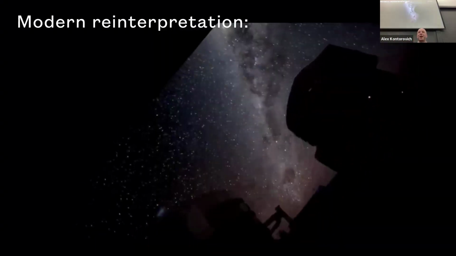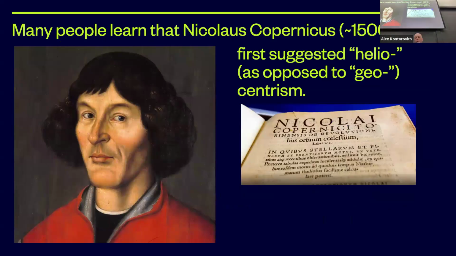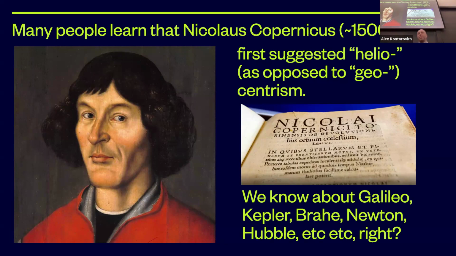This is the Earth rotating about its axis at night, keeping the stars fixed. And so what most textbooks, and I even hear physics professors say, is that Copernicus was the one who in the 16th century suggested heliocentrism as opposed to geocentrism, meaning helio is that the sun is at the center of the universe and not the Earth. And then we learned about people like Galileo and Kepler, Brahe, Newton, Hubble, all of these great names in the Renaissance, in the modern era. And that's where we get heliocentrism from, right?